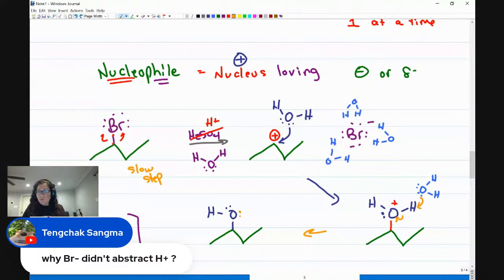But also, even if it were strong enough to maybe not grab a proton, but maybe attack the carbocation, it is completely surrounded by water. It is caged.